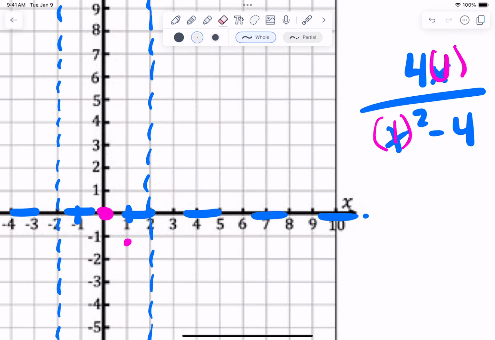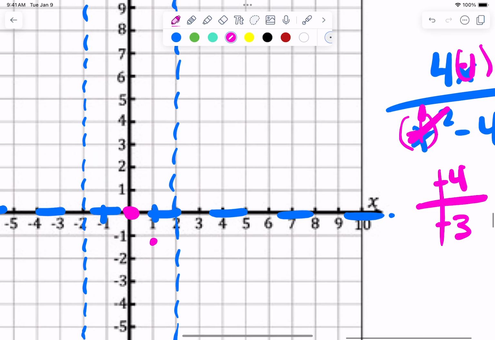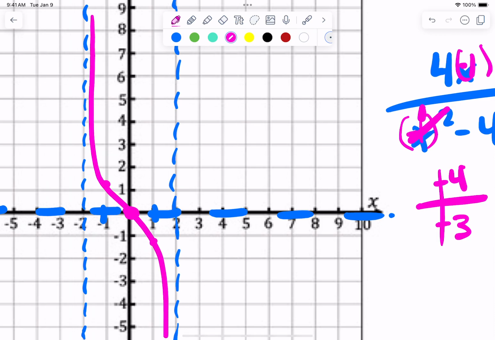I don't know why. All right, if I plug in -1, 4 times -1 is -4. -1 squared is 1, minus 4 is -3. So those negatives will cancel, so I'm at positive 4/3, which is 1 and 1/3. So he looks like that. This is what he's going to look like. Don't ask me why. Well, not really. That's just how he looks.